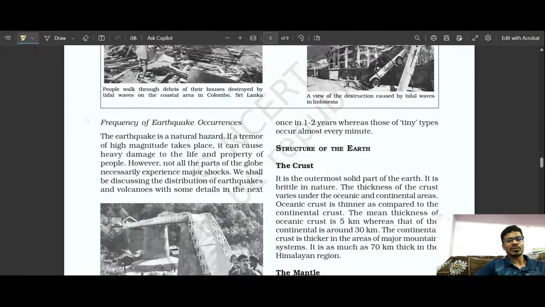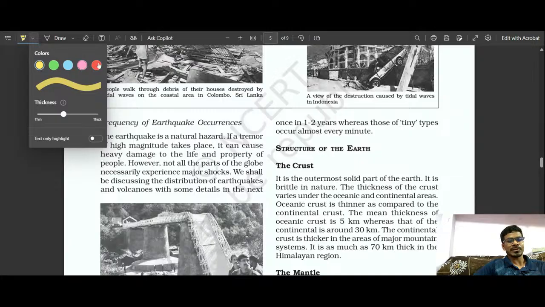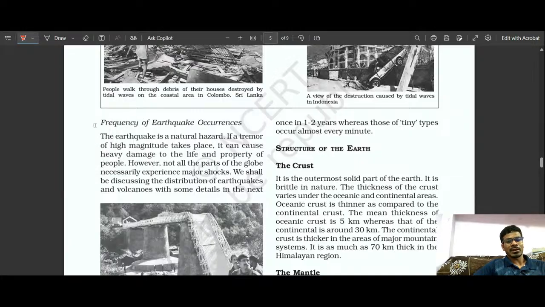Now moving on to another subtopic, the frequency of earthquakes.